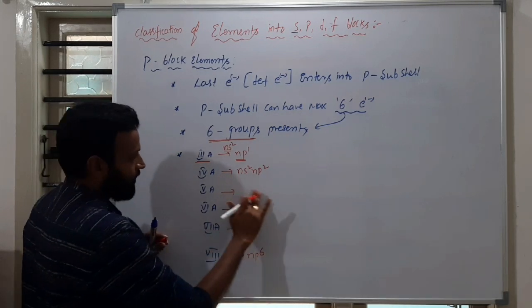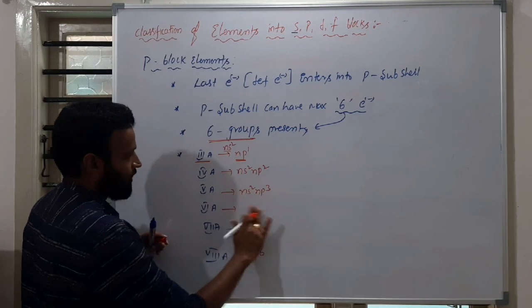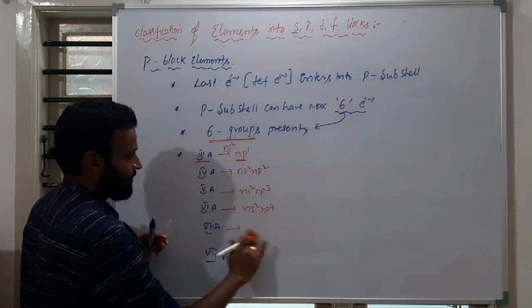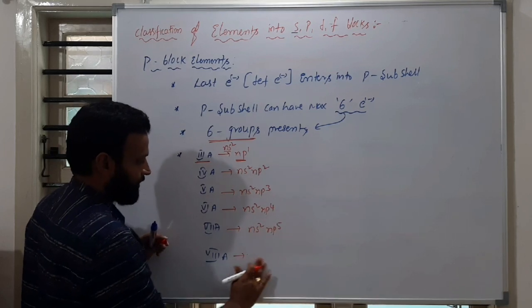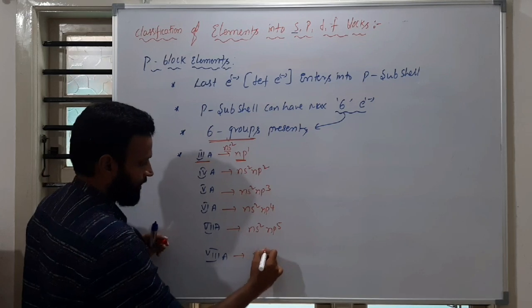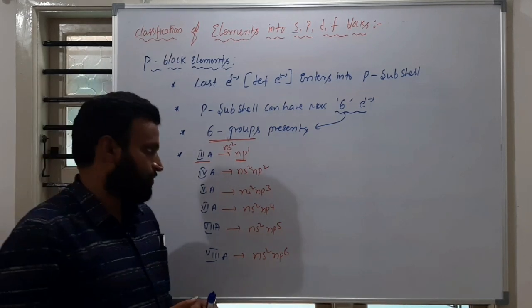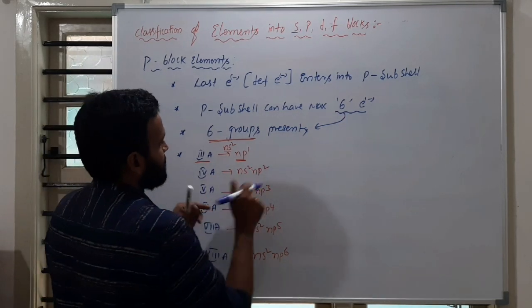Okay, this one you can write as NS2 NP3. This one you can write like that, NS2 NP4. And this is NS2 NP5. And here you can write clearly NS2 NP6. These are the configurations of individual groups. Okay, so what are the groups present here?